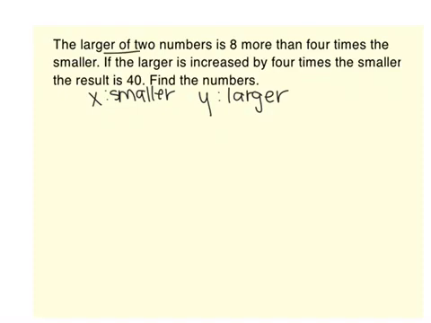So the larger of two numbers, y, is really important. It always tells me equals. 8 more than tells me to add 4 times the smaller. So that's my first equation. Second equation, if the larger is increased, so the larger plus, because I'm increasing, 4 times the smaller, the result is 40.